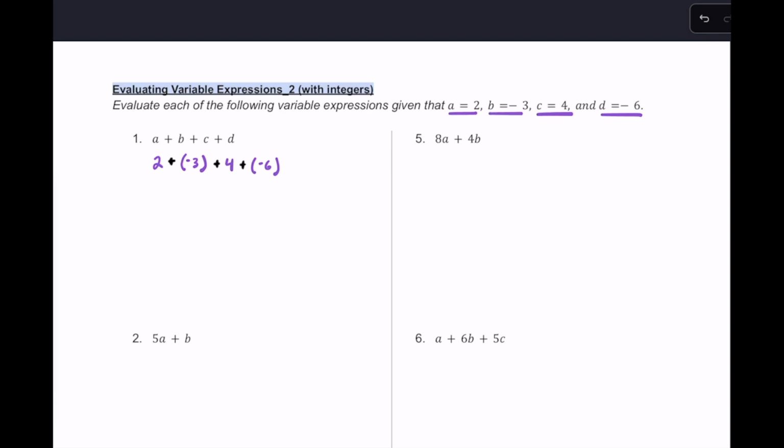organized. Because we just have all addition now, we can just kind of follow the order of operations and move left to right. So that's going to do 2 plus -3. 2 plus -3 is going to equal -1. So we have -1 plus this 4 plus -6. Again, we have all addition here, so moving left to right, -1 plus 4. So we're going to have here 3 plus -6, which is the same thing as 3 minus 6 if you think about it. And so 3 plus -6 or 3 minus 6 is equal to -3.